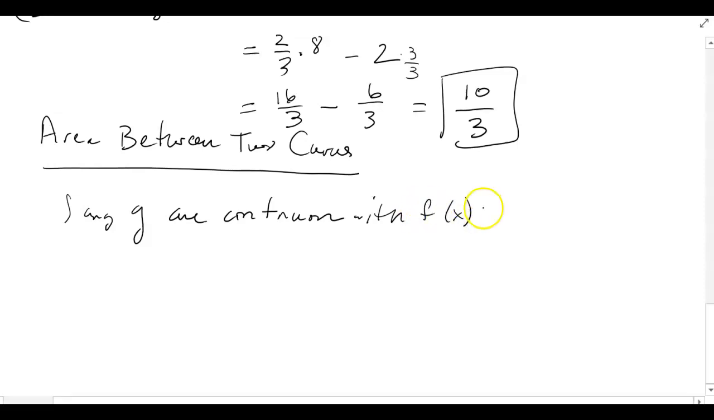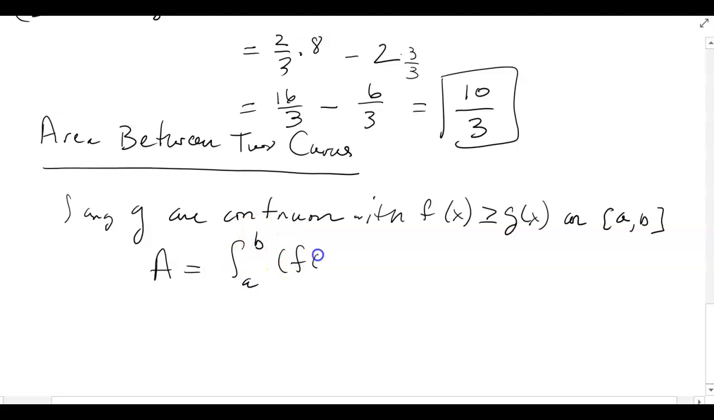With f of x greater than g of x on a, b, then the area is equal to the integral from a to b of f of x minus g of x dx.